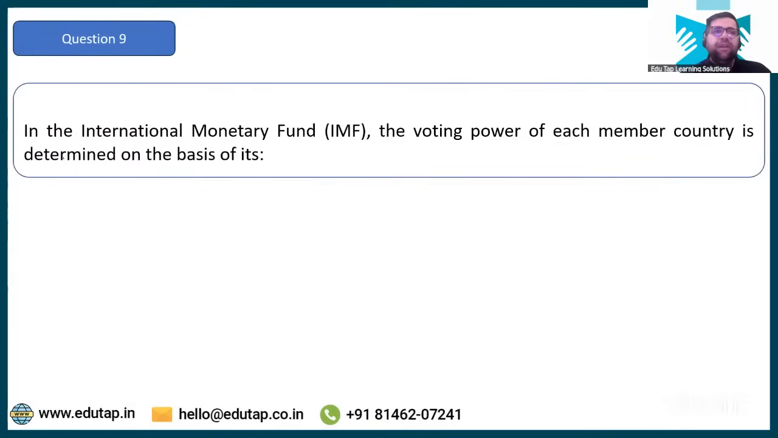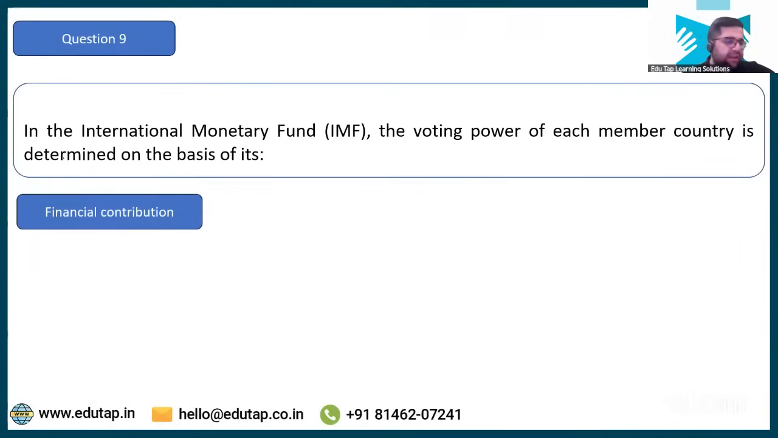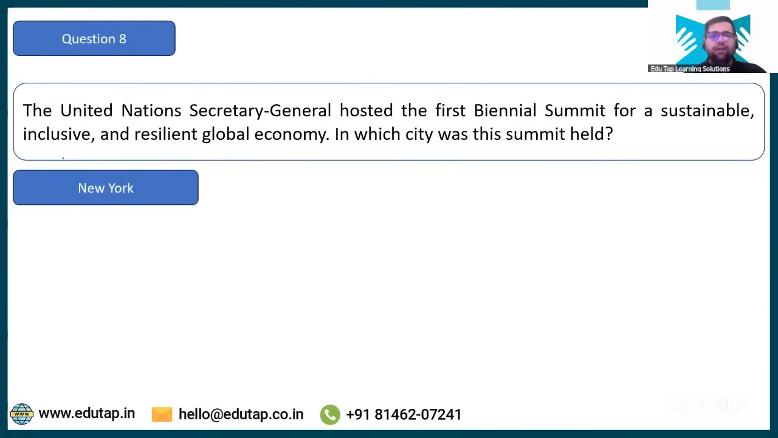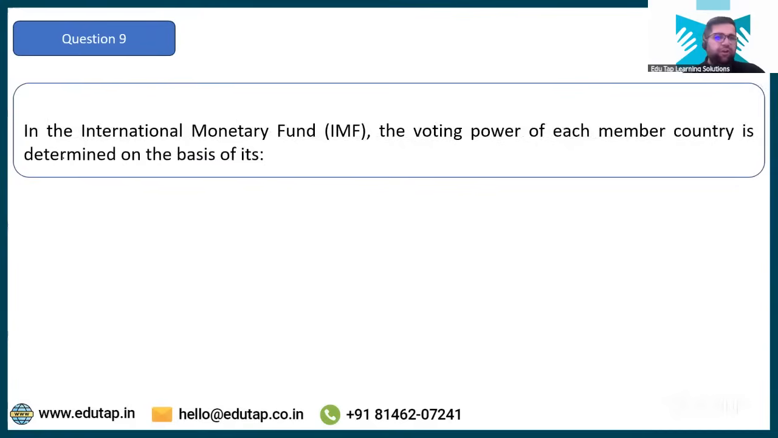Question number 9. In IMF, the voting power of each member country is determined on the basis of its what? As per the analysis which we have done for the options, the correct answer is financial contributions. All the other options were not making sense. So the answer over here is financial contribution. Paris is not the correct answer for the biennial summit on sustainable, inclusive, and resilient global economy.